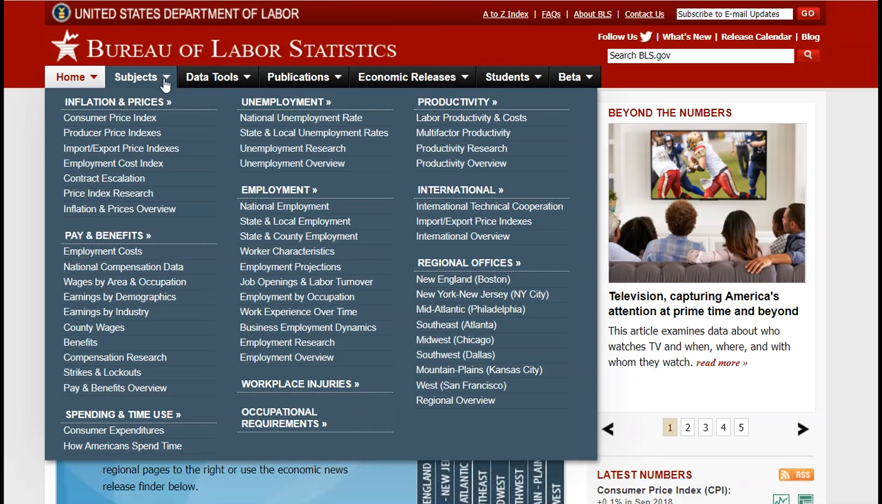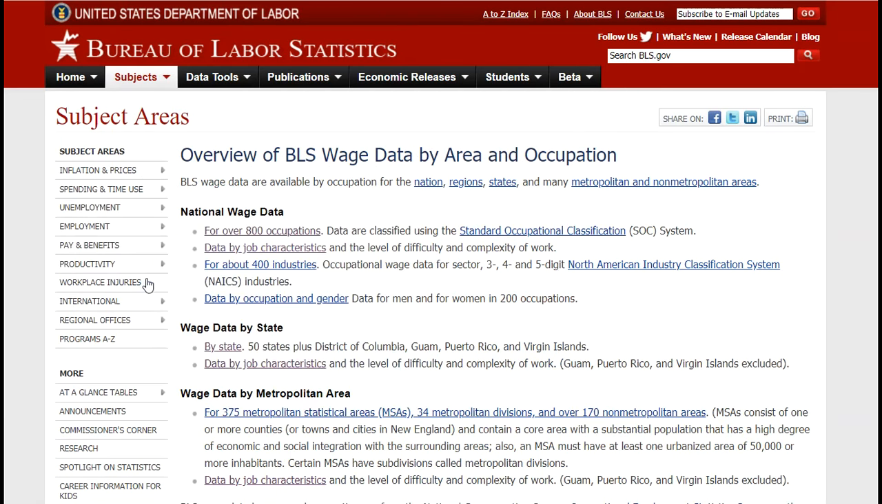So if we take a look at this subject listing here, we can see that there's information on inflation, unemployment, employment, productivity, and quickly you can imagine that you would click on this and get the national unemployment rate, click in here and get the national employment rate. But we are interested in wages, which would fall under pay, of course, and benefits. So we can look, there's employment cost, national compensation data, and then we have wages by area and occupation. And I think that's going to help us here. So let's click on that.